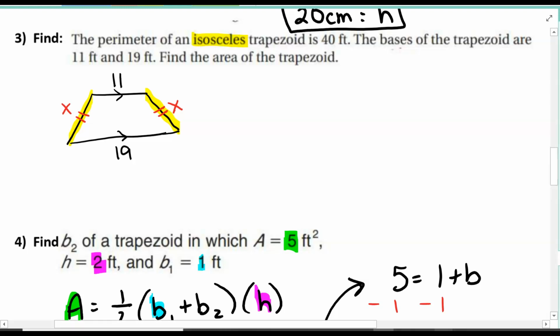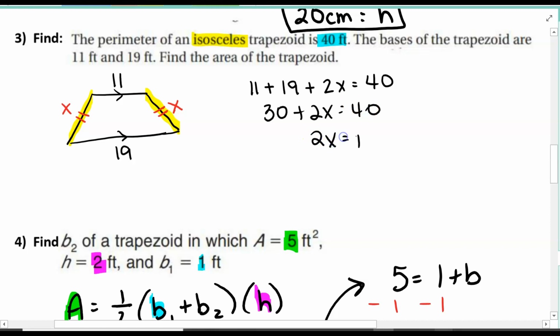And I know that the perimeter is 40 feet, so I can figure out what those side measures are. The 11 plus the 19 plus 2 x's should add up to a perimeter of 40. So the 11 plus the 19 is going to give me 30. I have 30 plus 2x equals 40, 2x equals 10, x equals 5.